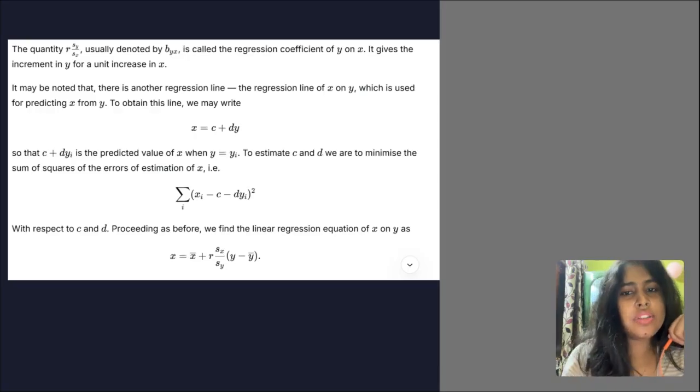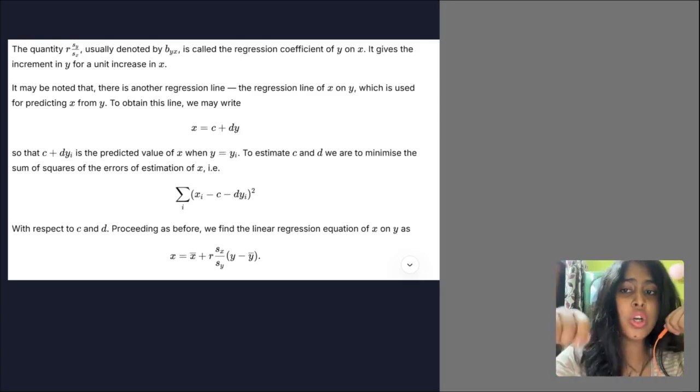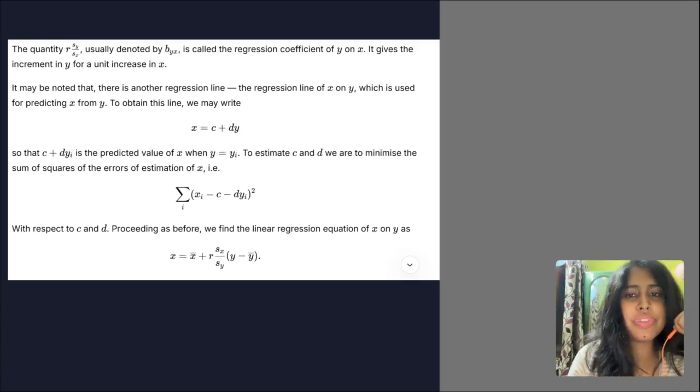Okay. Now, see, it may be noted that there is another regression line, the regression line of x on y. See, there is a plot twist. There isn't just one regression line, there are two. We have been looking at y on x, which predicts y from x, but you can also flip it and predict x from y. That is the regression line of x on y. Okay?